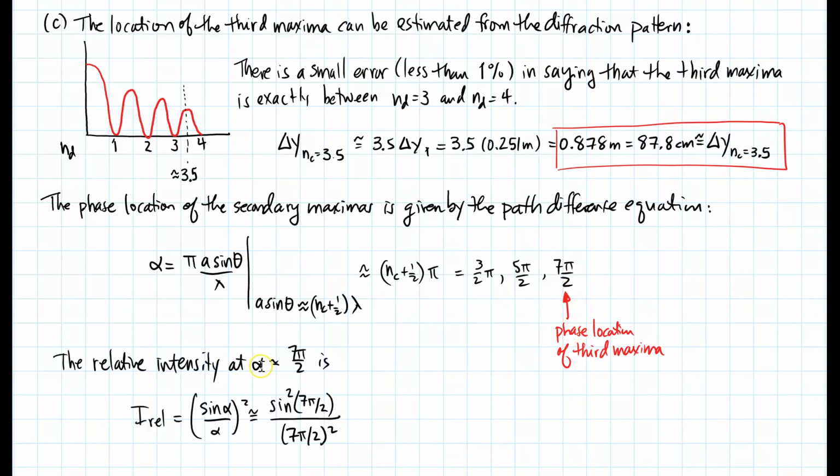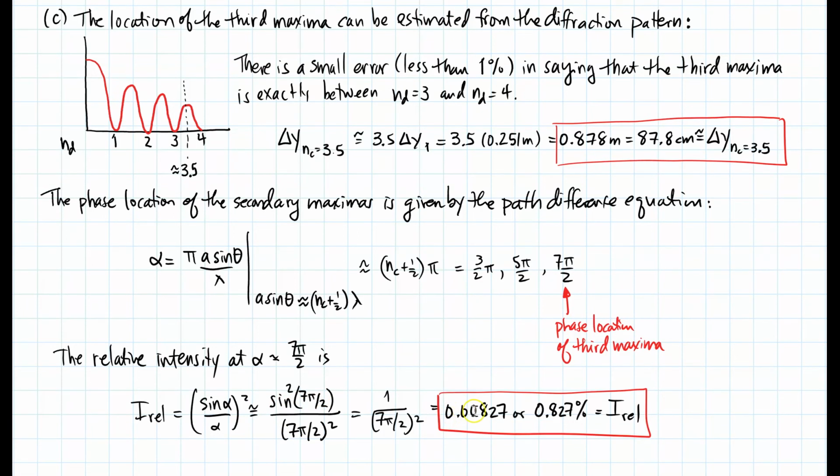Relative intensity at 7 pi over 2 is then going to be sine squared of alpha over alpha squared. So if I have sine squared of 7 pi over 2, that's got to be 1. So then it's going to be 0.00827 or 0.827% for the relative intensity.